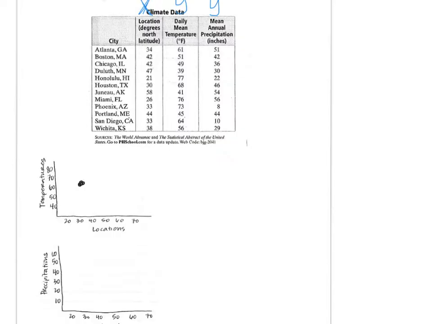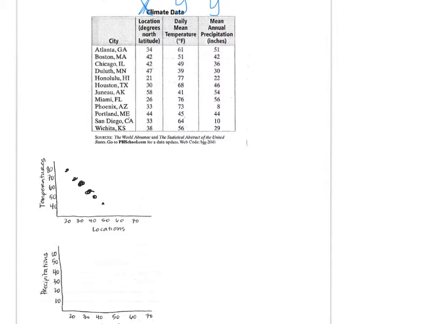Boston is about 42, 51. Chicago is again 42, but this time 49. Duluth, Minnesota is 47, 39. Honolulu, Hawaii is 21, 77. They're not exactly perfect, but we're getting them in the general space. Houston, Texas is 30, 68.